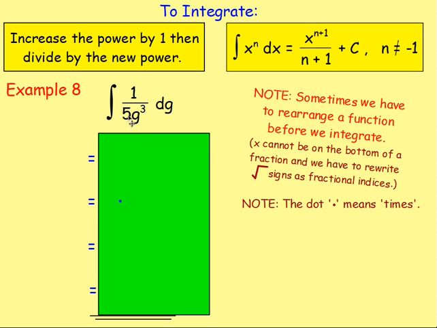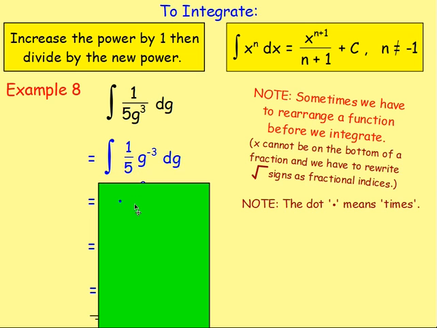Doing that, the 5 would stay there, the 1 would stay there, but the g to the power of 3 would move up to the top. So you'd have 1g to the power of, and remember the power would change from a positive to a negative. So you've got 1g to the power of negative 3 over 5. You might want to write that slightly differently.